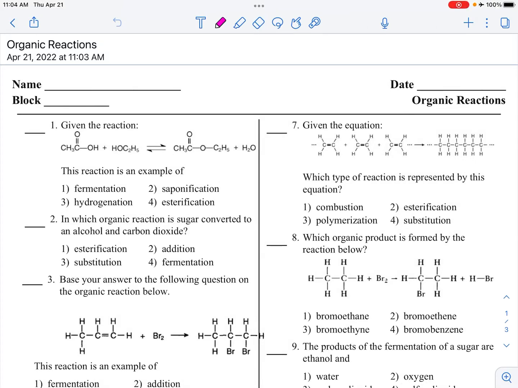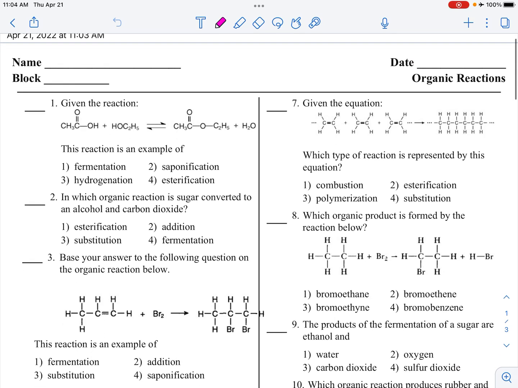Okay, welcome. This is organic reactions. Make sure you have your notes, also your reference tables P, Q, and potentially R. Okay, well, definitely table R. All right, here we go.